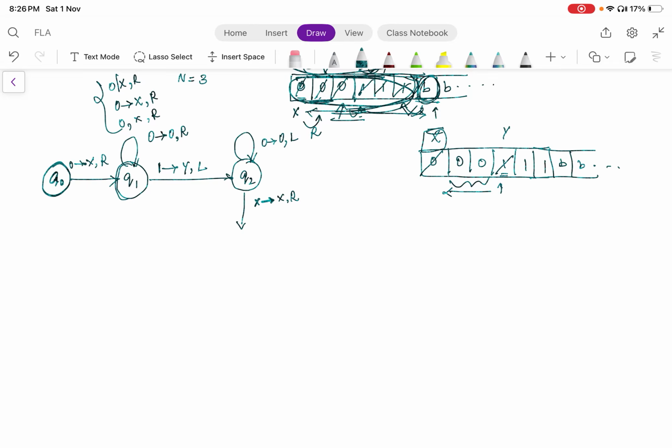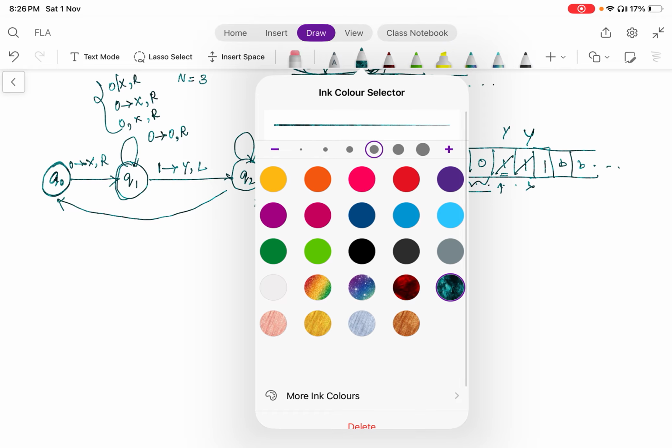You are going to find the next zero and replace it with x. Then you are going to move the input head and find the next 1. So this is the same loop again, right? So instead of doing that again, we will connect this transition to the Q naught phase.